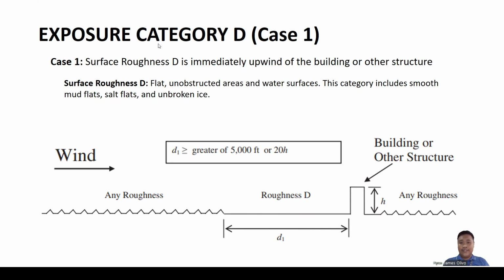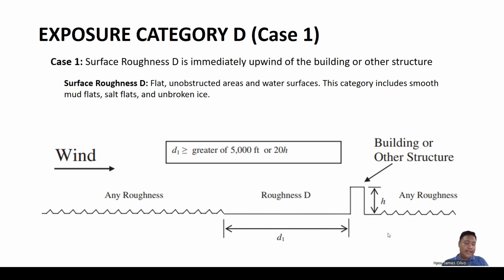Because exposure category D, in case 1, if the distance between any roughness before the building or other structure, meaning the building structure is immediately upwind of the surface roughness D for 5,000 feet or greater or 20h, then you will have exposure category D. So don't consider exposure category B, B as in boy, if this is the situation.